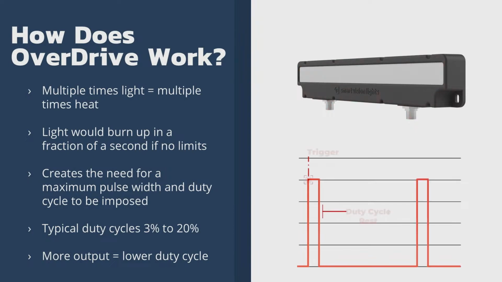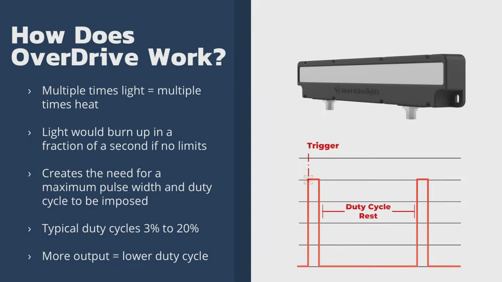So how do we control this? Well, the way we control this is called a duty cycle. And what that means is we're going to set up a maximum pulse width and a duty cycle to be imposed. This means the light will be on for only some fraction of a second, typically in milliseconds, so from a thousandth of a second to maybe 50 or even 100 thousandths in some cases.